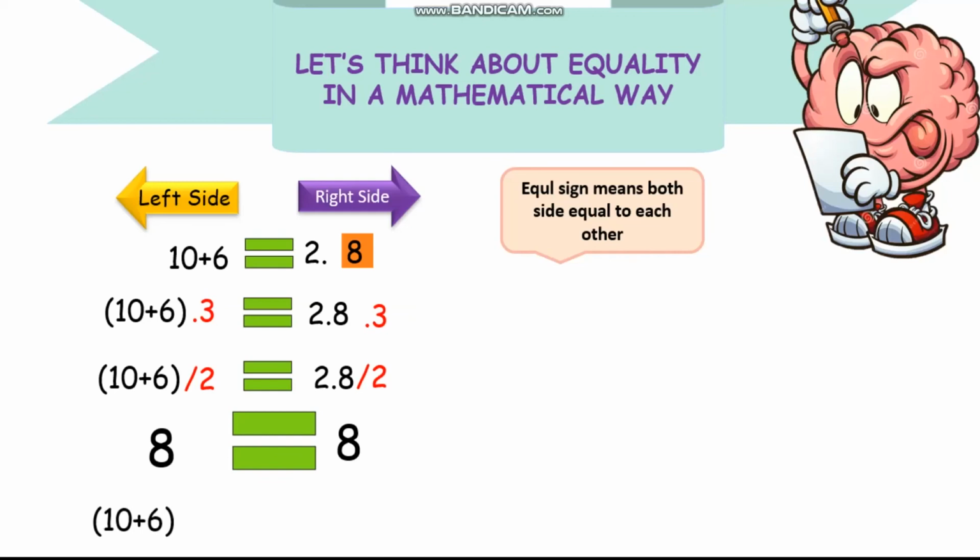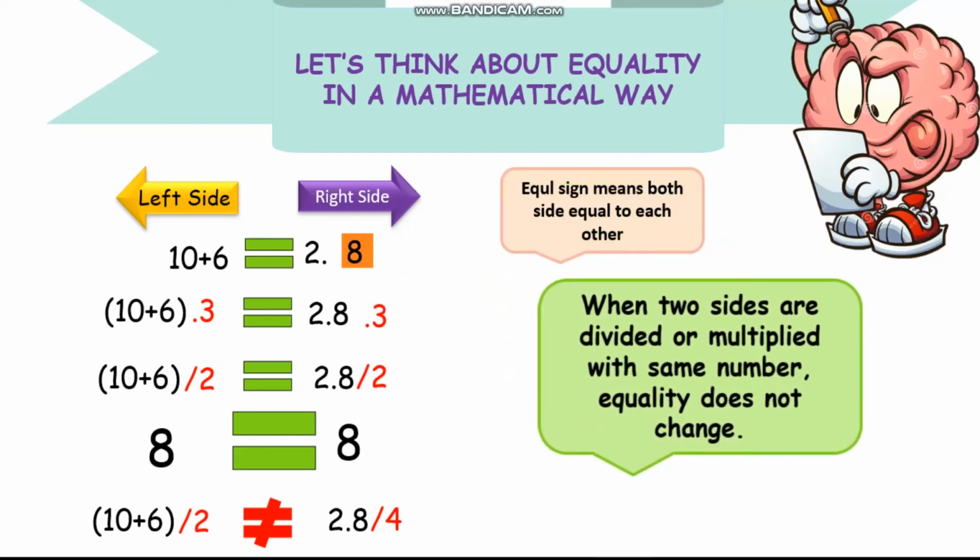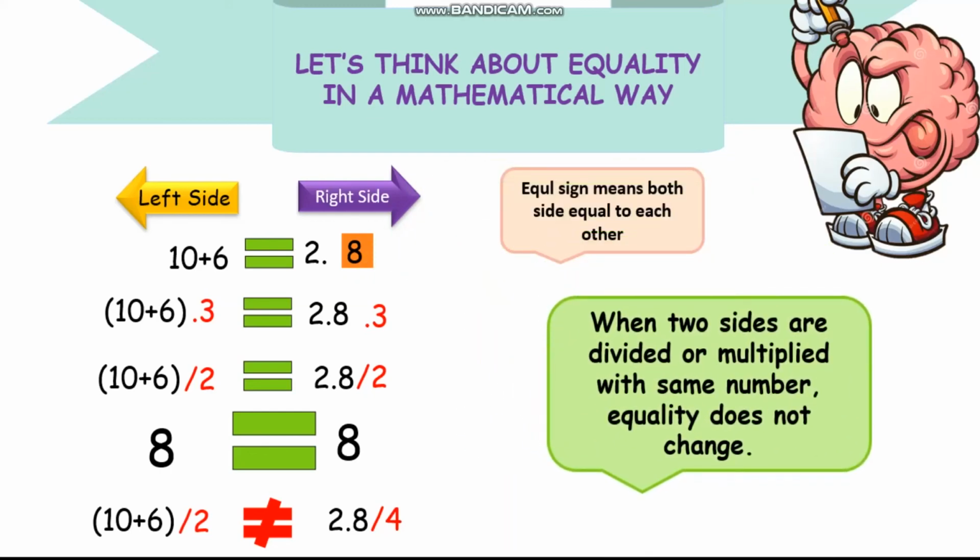And let's say that for this one, I want to divide the left side by 2 and the right side by 4. Are these equal? No, these are not equal to each other. So what can we say? We can say that when two sides are divided or multiplied by the same number, equality does not change.